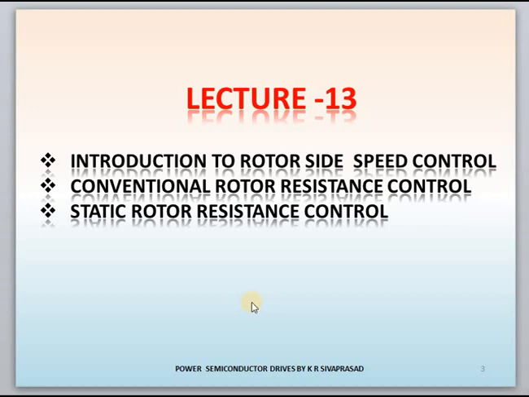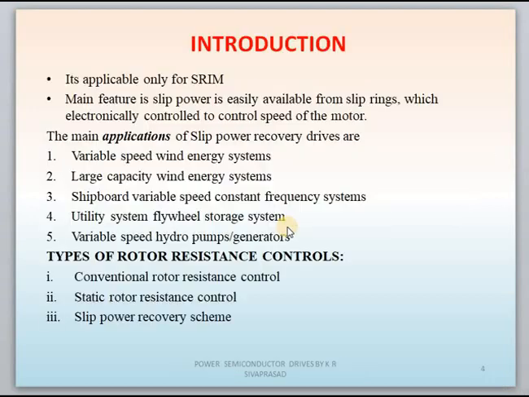In this lecture, we will cover the introduction part of rotor side speed control, the conventional rotor resistance control method, and also the static rotor resistance control method. Basically, rotor speed control methods are classified into three types: conventional rotor resistance control method, static rotor resistance control method, and slip power recovery control method. The conventional method is nothing but an old and traditional method. By varying an external resistance, we vary the speed of the induction motor. It is a mechanical control method.